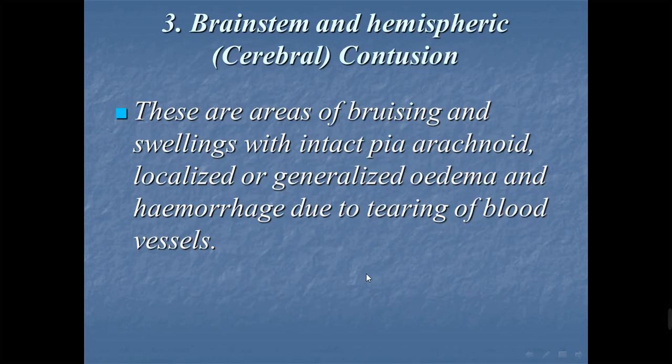Then, brainstem and hemispheric contusions. Now, more severe than that one, it will be localized here. These are areas of bruising and swelling with intact pia arachnoid, localized or generalized edema, and hemorrhage due to tearing of blood vessels.